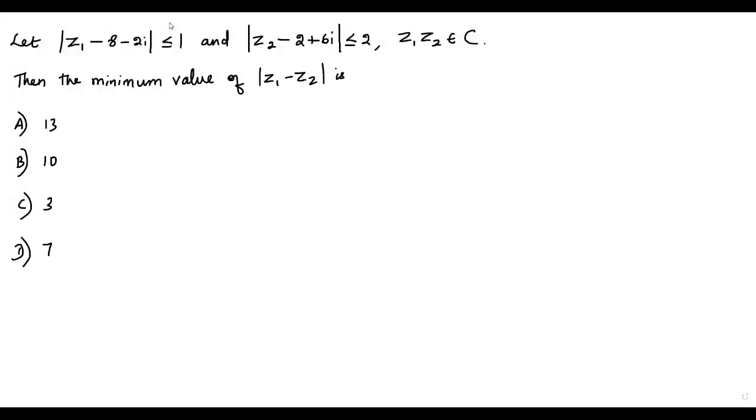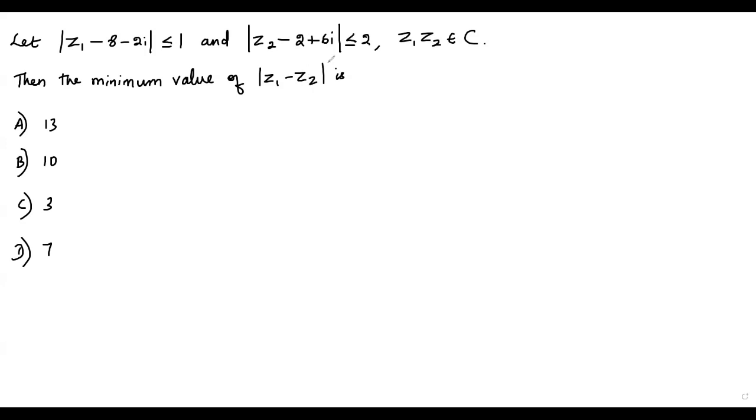Here we have a math problem in IIT JEE Main. Okay, let's go to the question. Let |Z1 − 8 − 2i| ≤ 1 and |Z2 − 2 + 6i| ≤ 2, where Z1 and Z2 are complex numbers. Then the minimum value of |Z1 − Z2|.